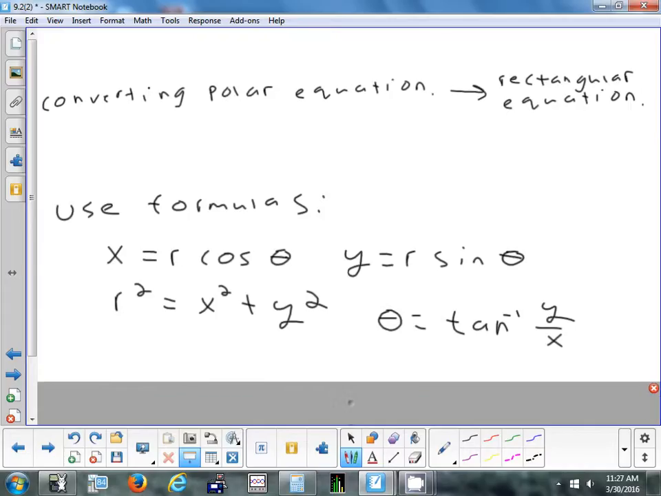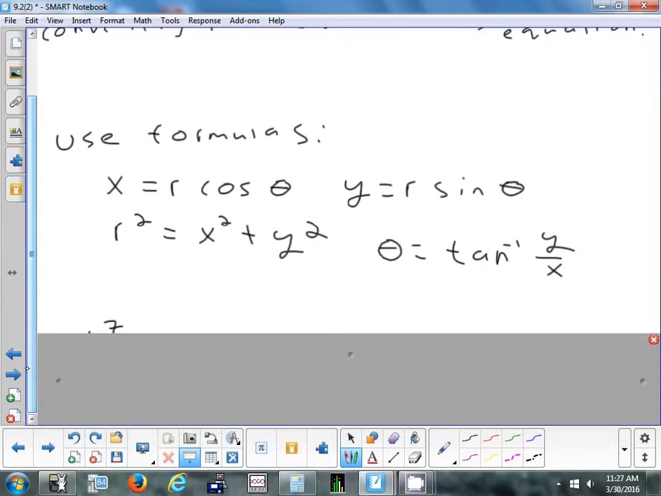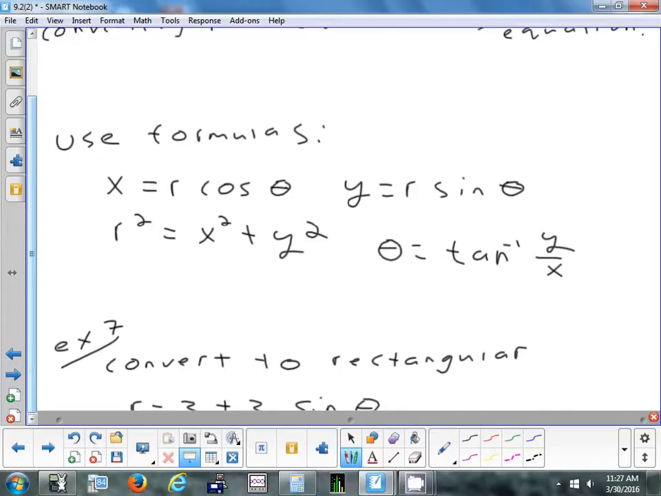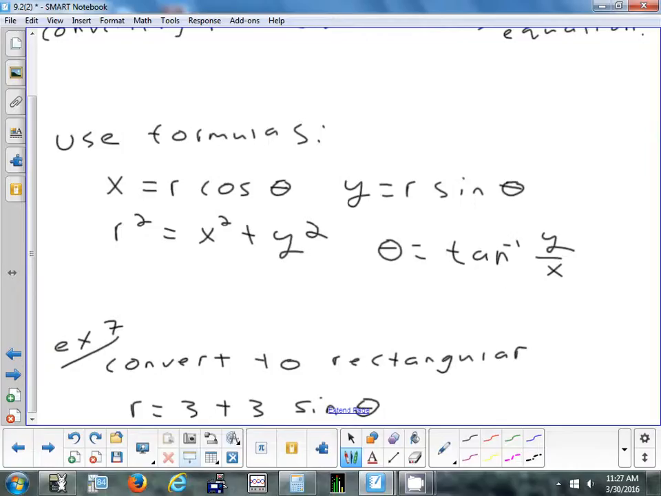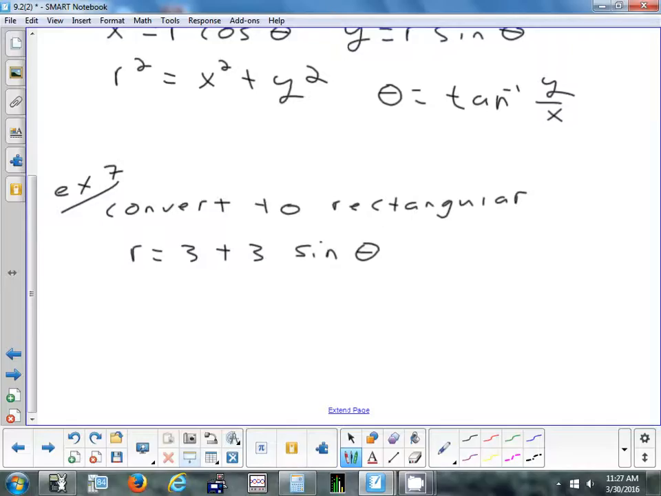So the next thing we're going to do is look at how can we change a cardioid into rectangular. We're not going to try to graph a cardioid in rectangular. You'll see why. We're just going to take that equation, which again is pretty straightforward, just 3 plus 3 sine theta, and I want to change it to rectangular.